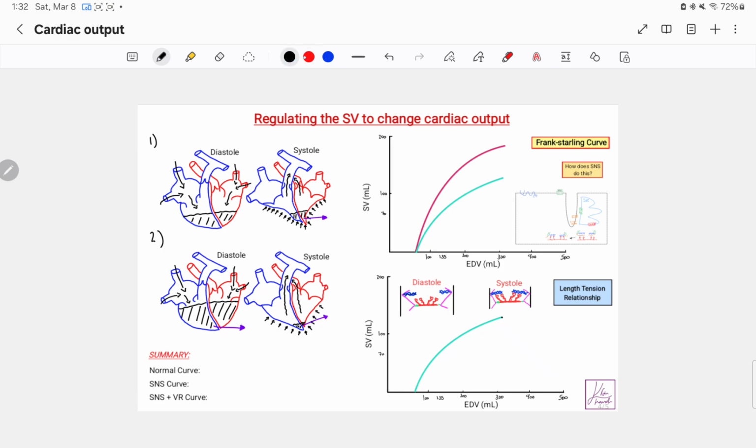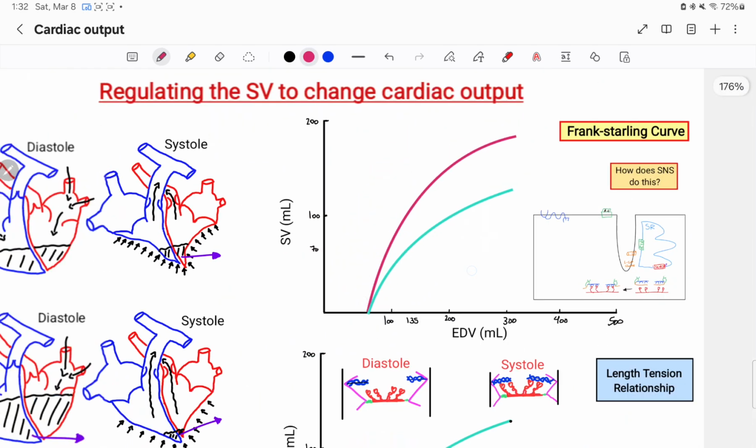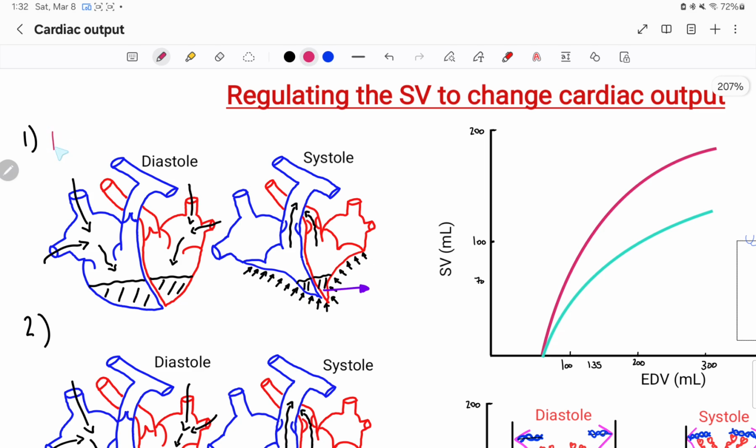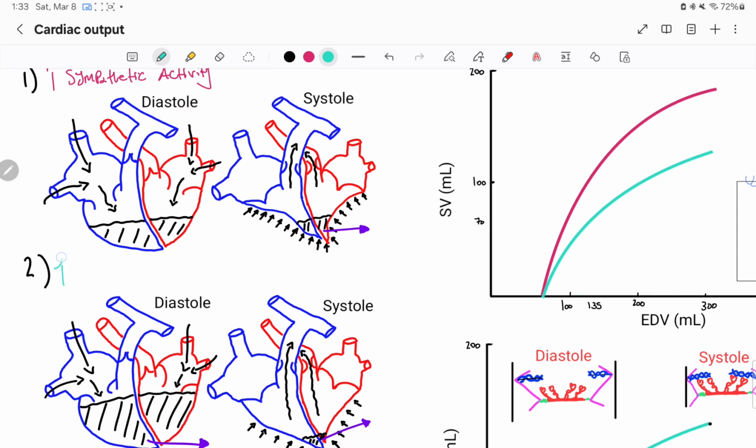We're going to have one scenario, okay, where I have, and let me copy this color here, where I actually have a high sympathetic nervous system activity. Okay, so I have a high sympathetic activity. And then I'm going to have another scenario where I have an increased venous return to the heart.